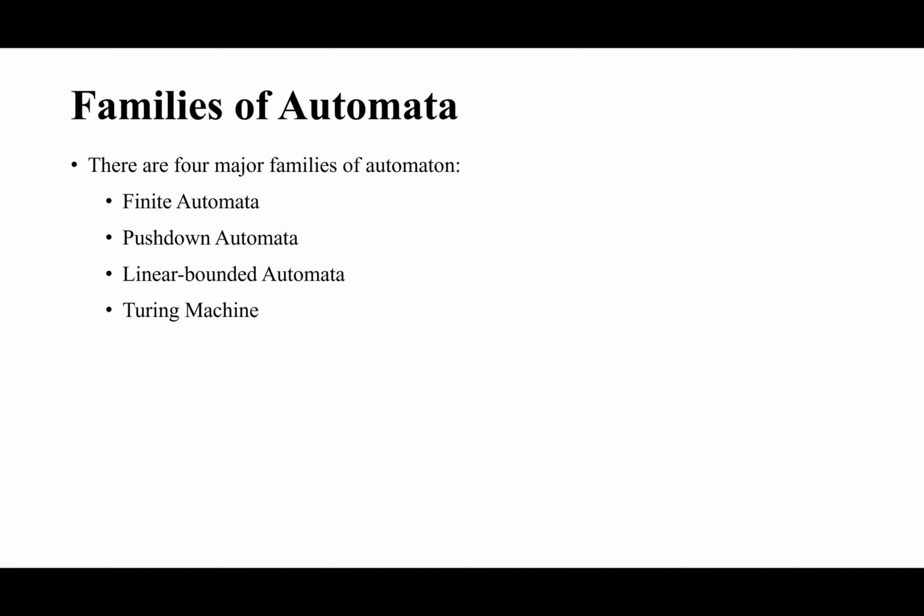Next we are going to see about the family of automata. There are four families of automata: finite automata, pushdown automata, linear bounded automata and the Turing machine. Here the simplest automaton is the finite automaton, and the most complex and powerful automaton is the Turing machine. For each and every automaton we use a different language. For finite automata we use regular language.